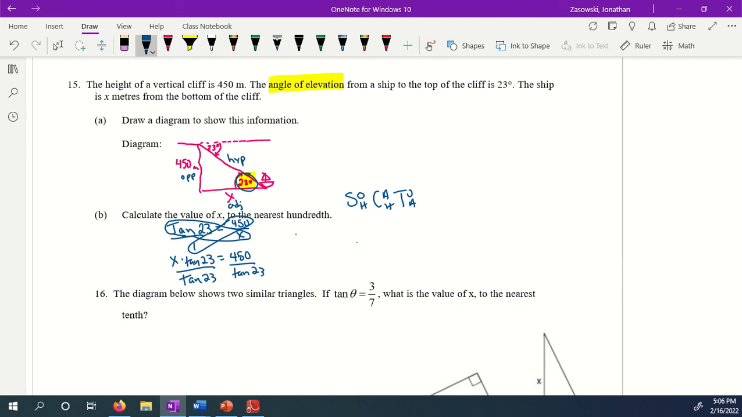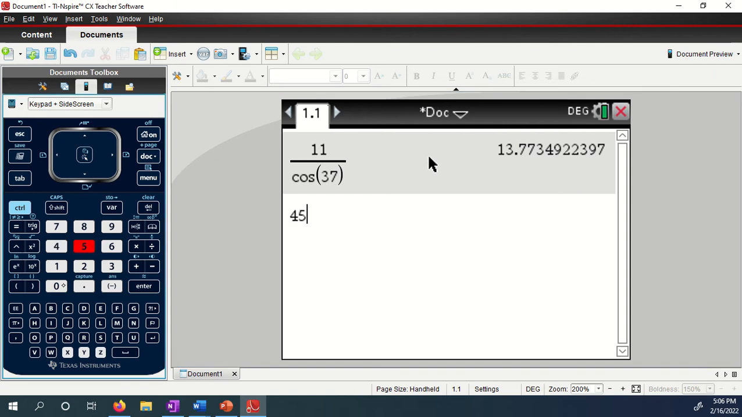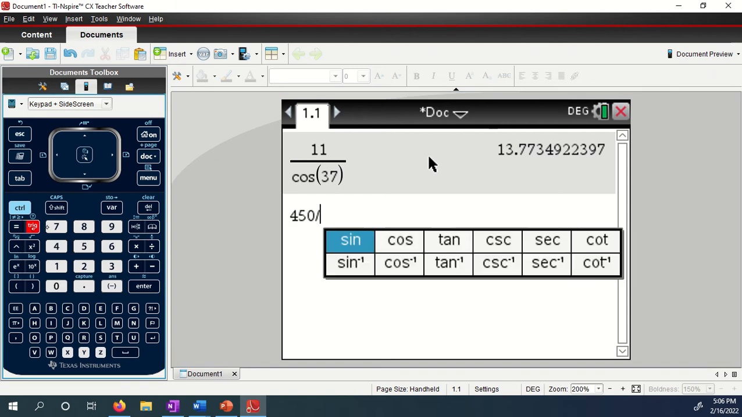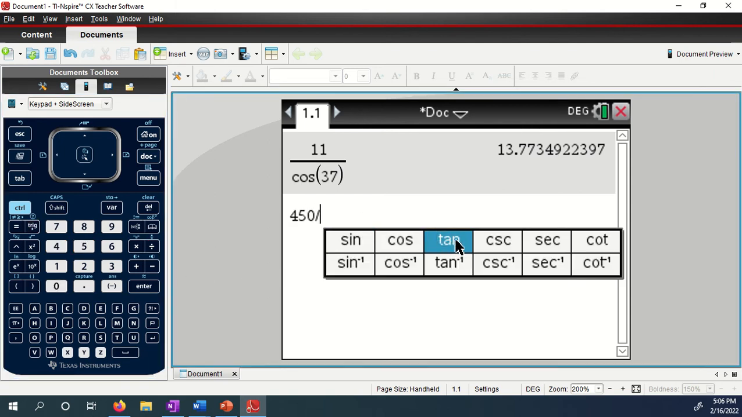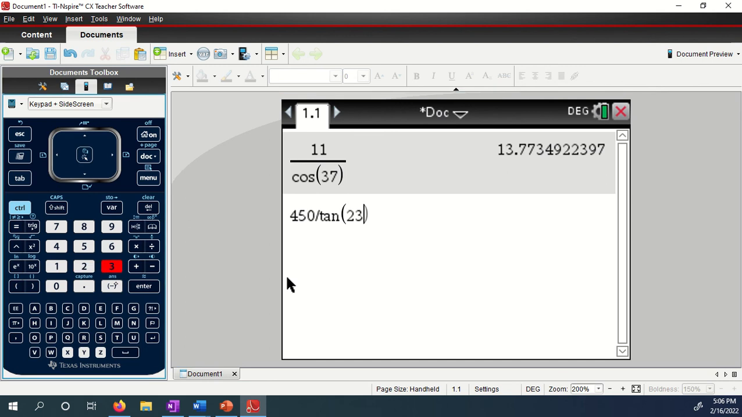And we'll have our answer. So nearest hundredth here. So 450 divided by trig tangent of 23. And we're going to get an answer of 1060. We're going to the nearest hundredth, so it's 0.13. The next number is a 3, so it stays as a 13 here, 1.13.